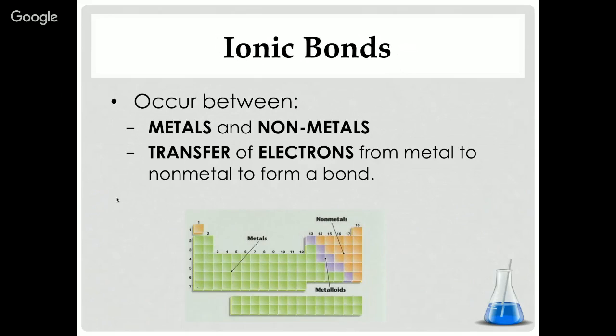What I want to do now is go through the different types of bonds that we have. The 3 main types are ionic, covalent, and of course metallic. First and foremost, the ionic bond occurs between metals and nonmetals. Metals are on the left-hand side of the periodic table, and nonmetals are on the right-hand side of that staircase. For ionic bonds, there is a transfer of electrons from the less electronegative metal to the more electronegative nonmetal. When we do that, we form a bond and we become stable.